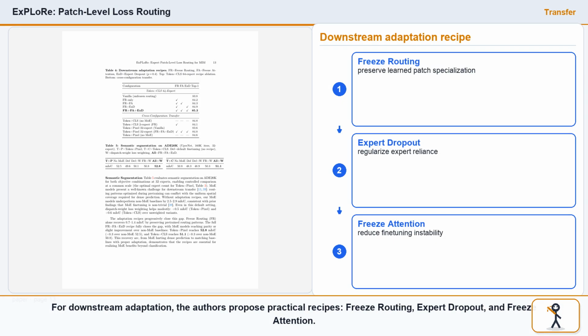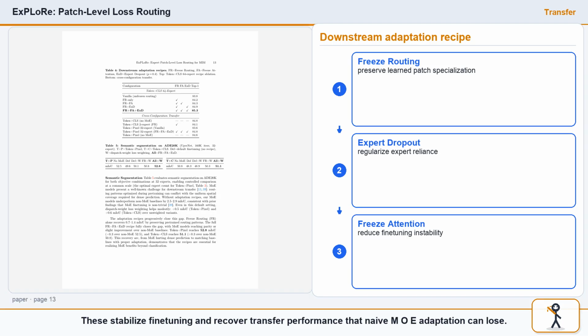For downstream adaptation, the authors propose practical recipes: freeze routing, expert dropout, and freeze attention. These stabilize fine-tuning and recover transfer performance that naive MoE adaptation can lose. The recipe contributes nearly as much as the pretraining innovation in some settings.